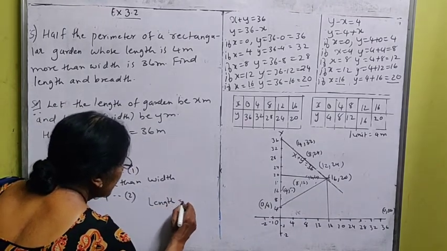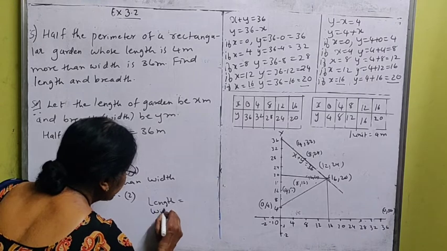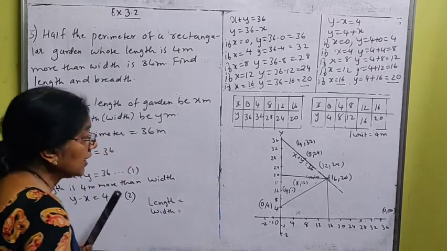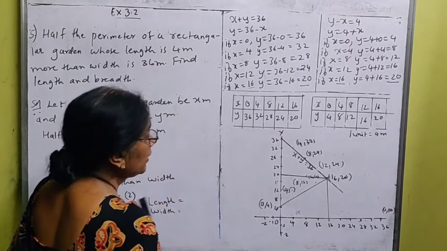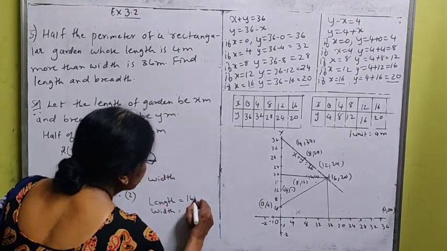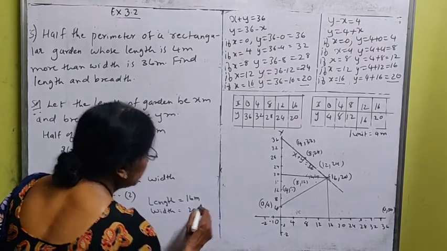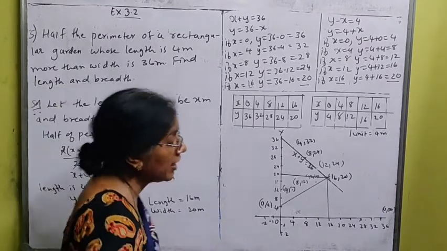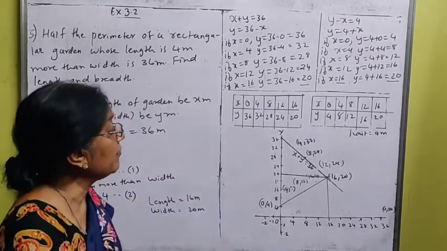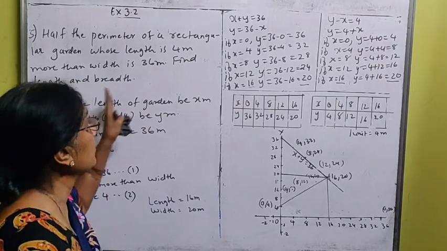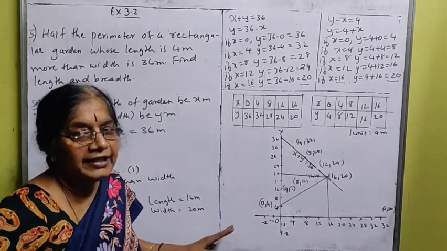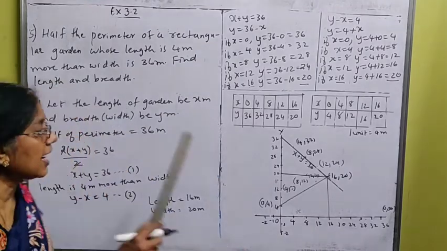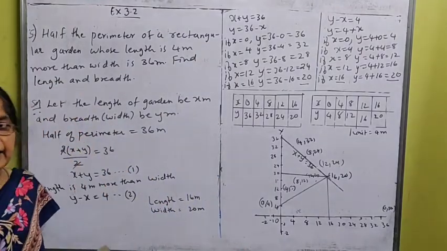Means graphically you found the length and the width. The length will give you the x-axis and the width will give you the y-axis. So it is 16 meter and 20 meter. This is how we can find out the length and breadth of the rectangular field or rectangular garden. So you have to calculate in this way. So this is the graph of the rectangular garden.